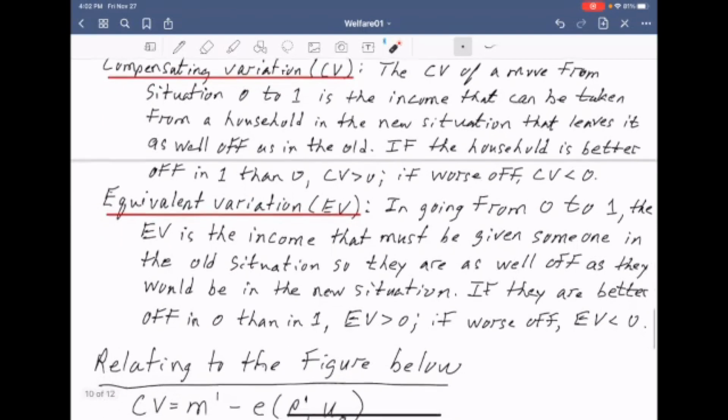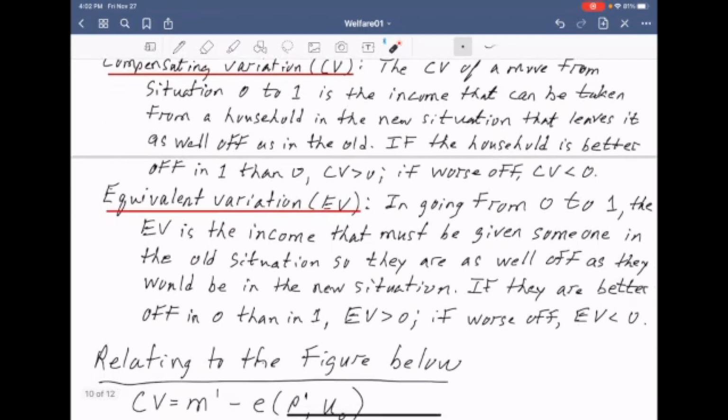The equivalent variation is defined in the following way. In going from situation or bundle of goods 0, the original, to 1, the equivalent variation is the income that must be given someone in the old situation so they are as well off as they would be in the new situation. If they are better off in the original situation than in the new one, then the equivalent variation is positive. If they're worse off in the original situation than in the new one, the equivalent variation is negative.